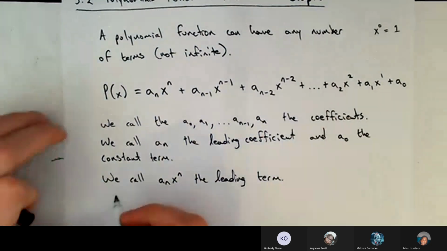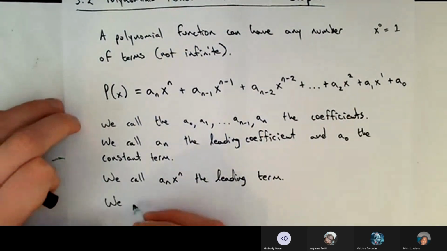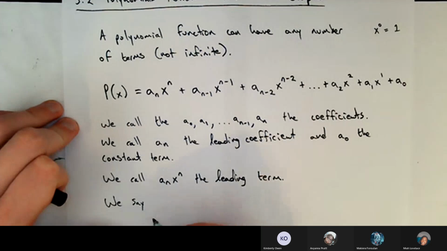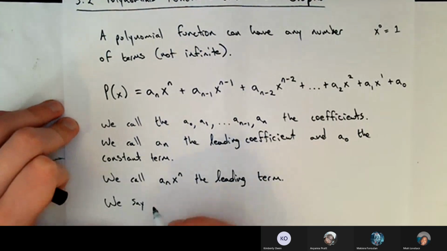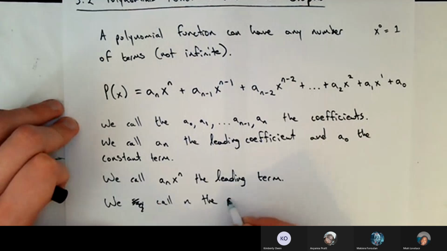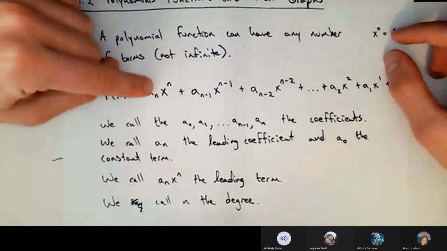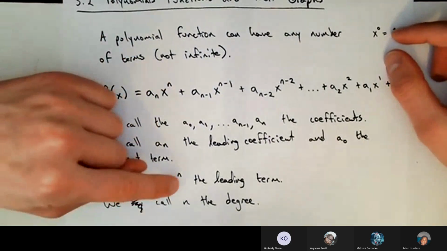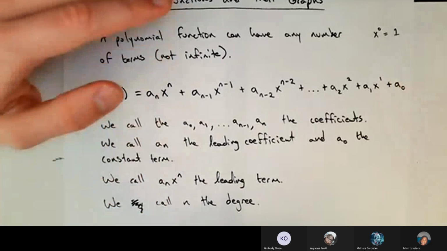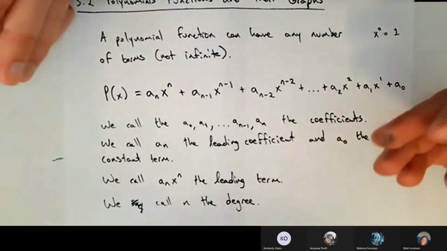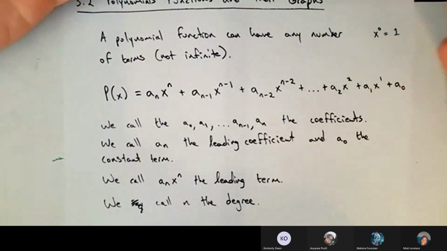Last thing, I forgot one last thing. Let's say we call n the degree of the polynomial function. So if the leading term has x to the fifth in it, then n would be 5. 5 would be the degree. We would say it's a fifth degree polynomial.